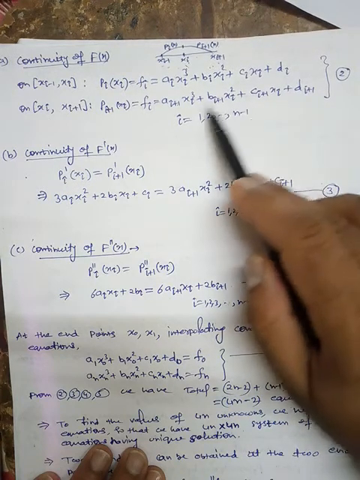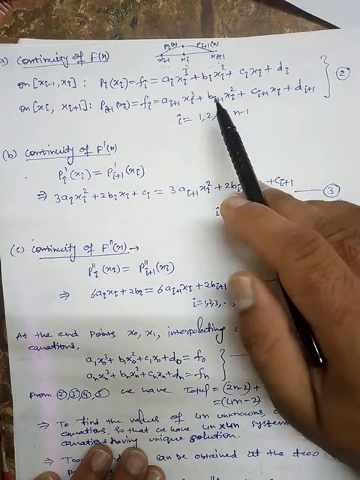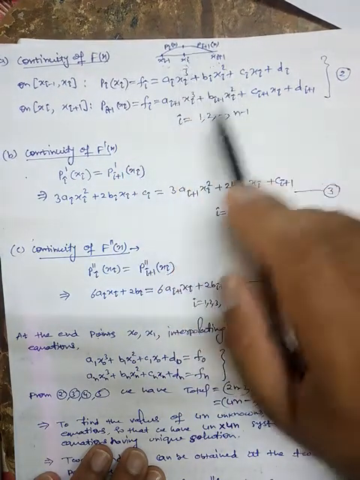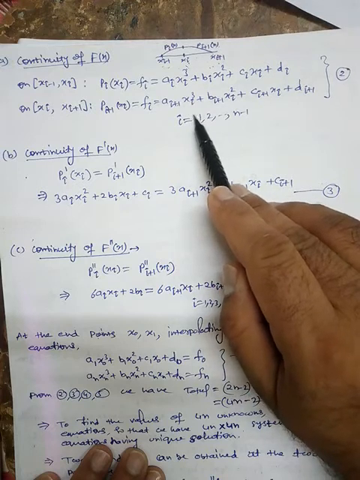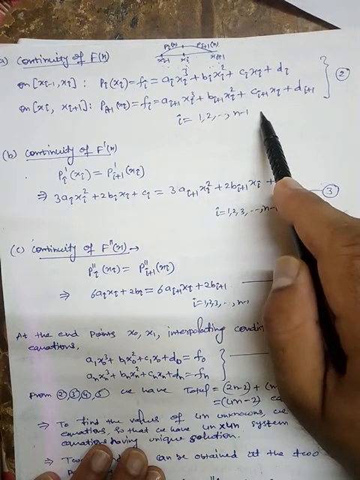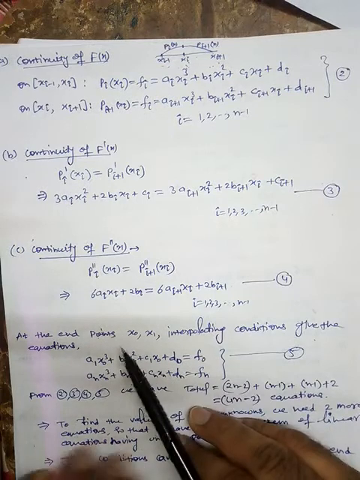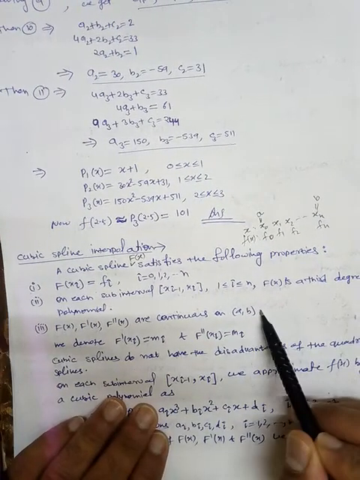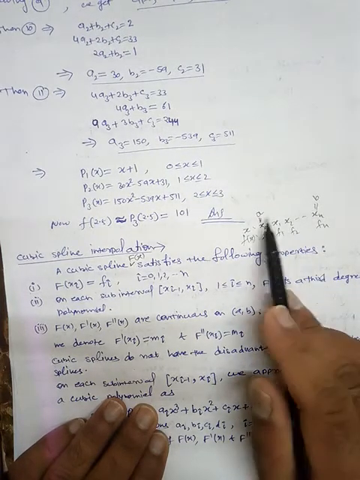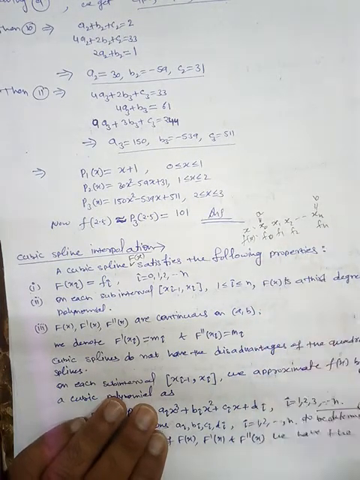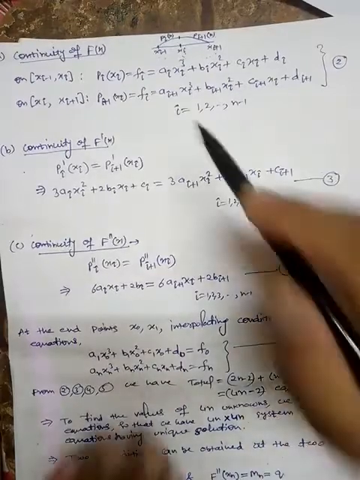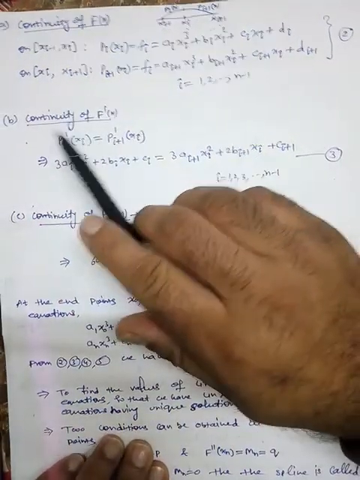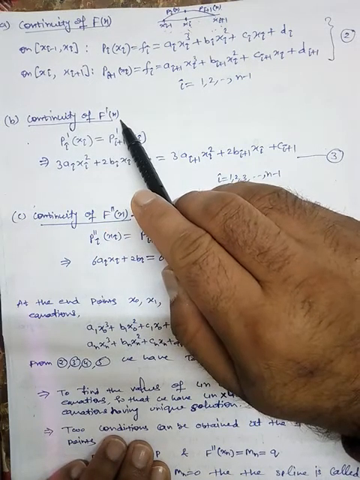That means we are not considering the continuity of the function f of x at the end nodes. That's why we have not considered 0 as well as n. Fine? Because if you remember, the continuity is discussed on the open interval. We have not considered the endpoints a and b, that means x0 and xn. Hence, we have not included 0 and n here. Fine? Second, continuity of f dash x.